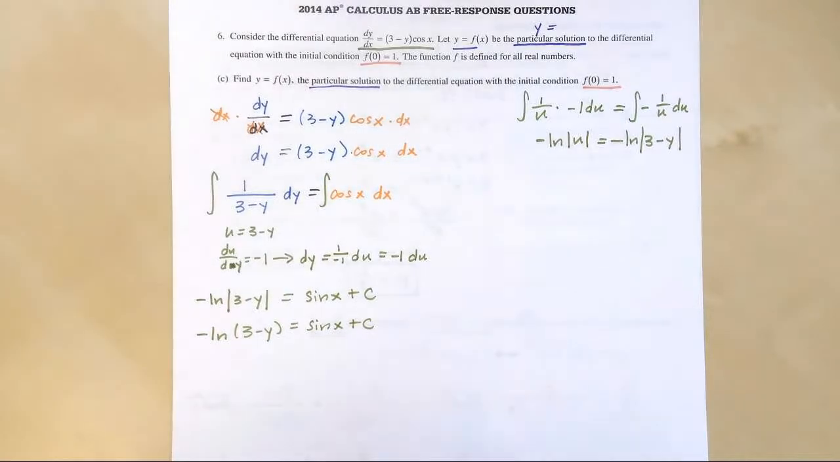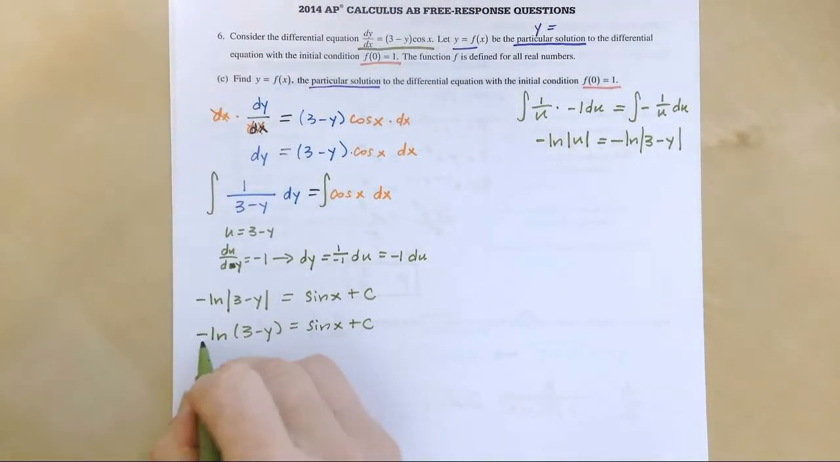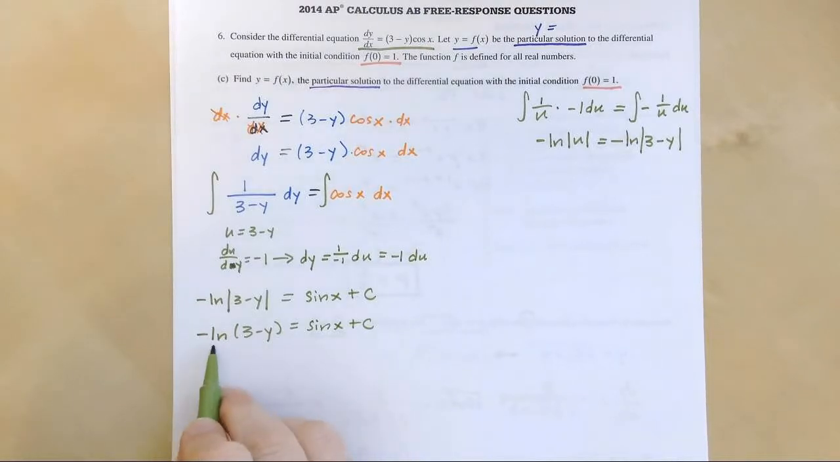Okay, now let's work on isolating y. So first let's get this negative off. So we divide both sides by negative.